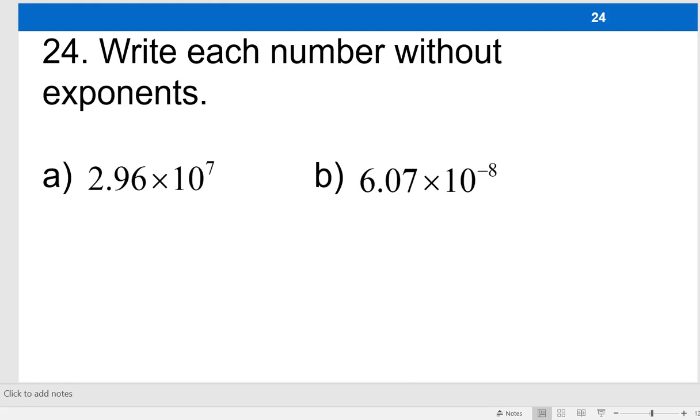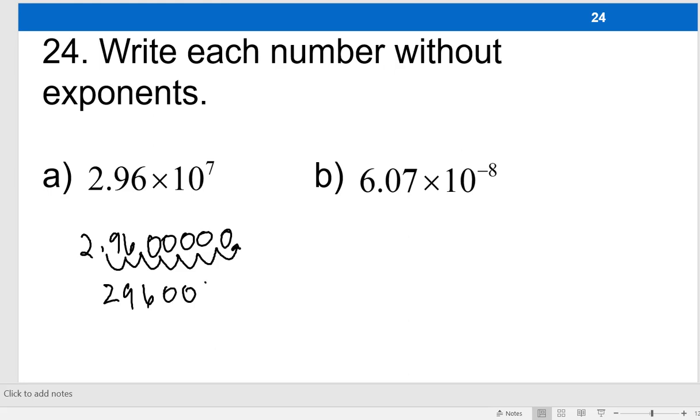This we're going to actually write out, so it's going the other way. This says times 10 to the 7th, so 2.96 times 10 to the 7th is going to make that number bigger, 7 times. The decimal will move, 1, 2, 3, 4, 5, 6, 7. So we end up with 5 zeros. So 2, 9, 6, and 5 zeros.